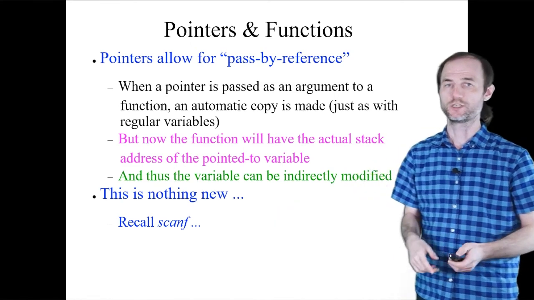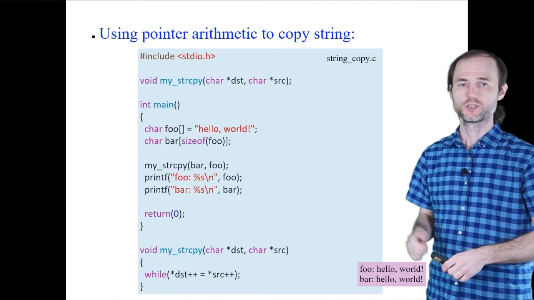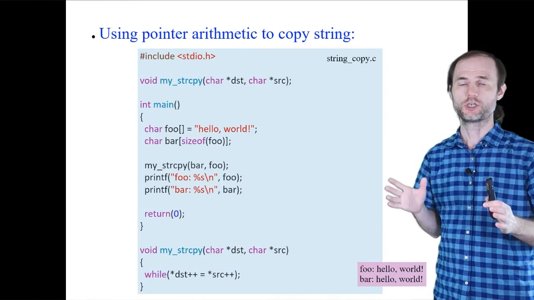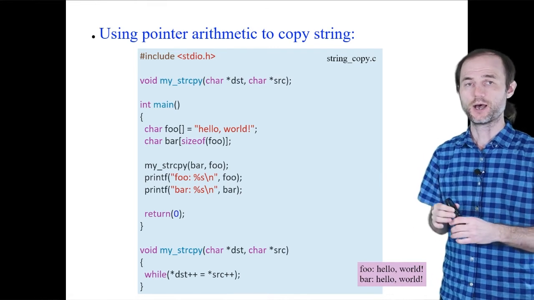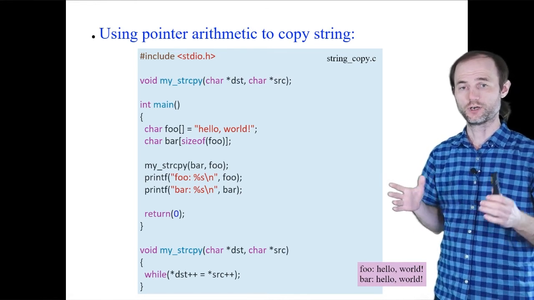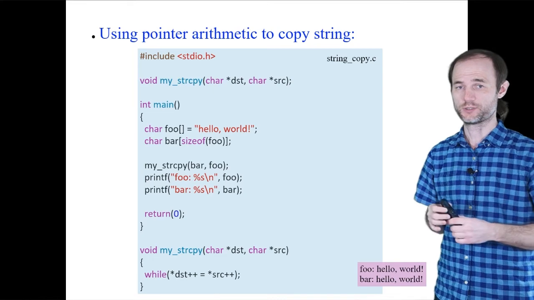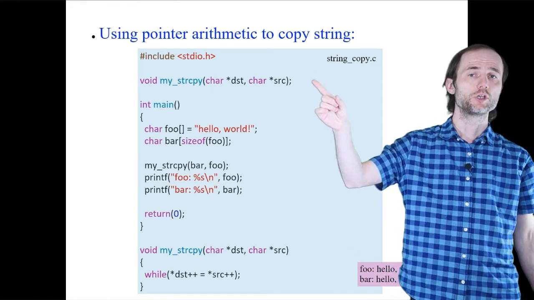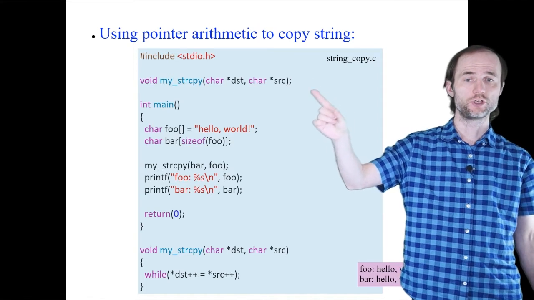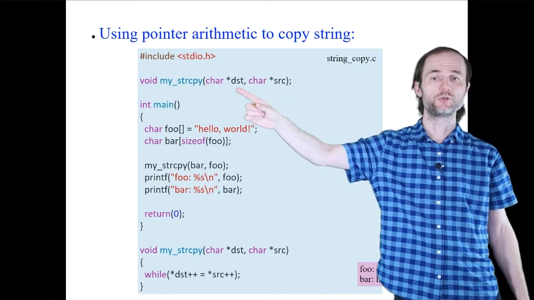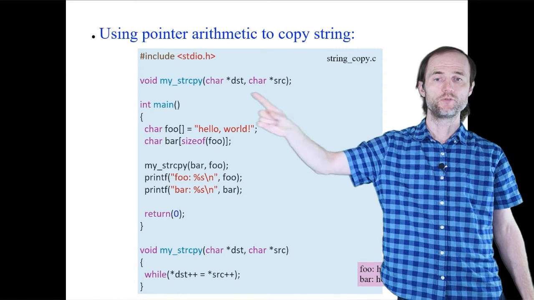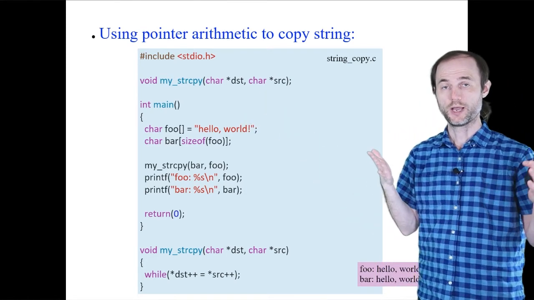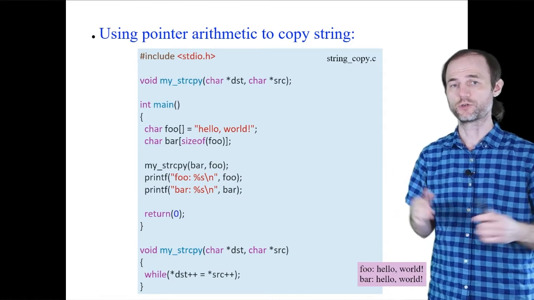Just like we did with scanf. So here is another example that shows how C code can be very compact and make use of the operator precedence. So let us declare our own function that copies a string from source to destination. Both of them are pointers to character, pointers to a string, to the first element of the string array.